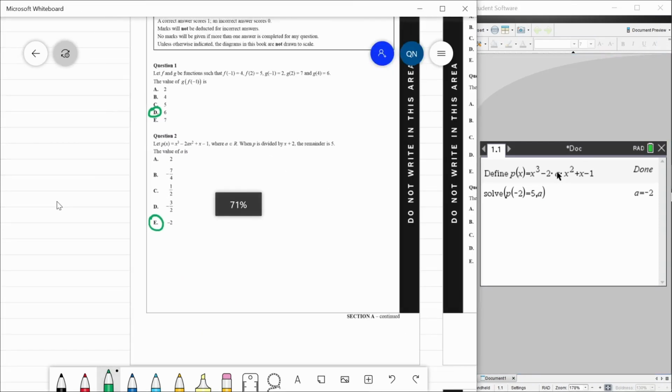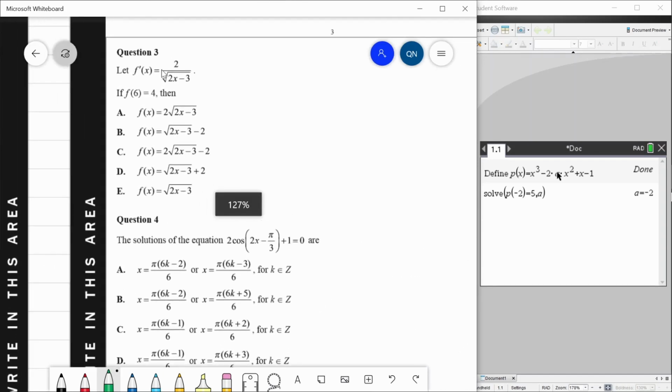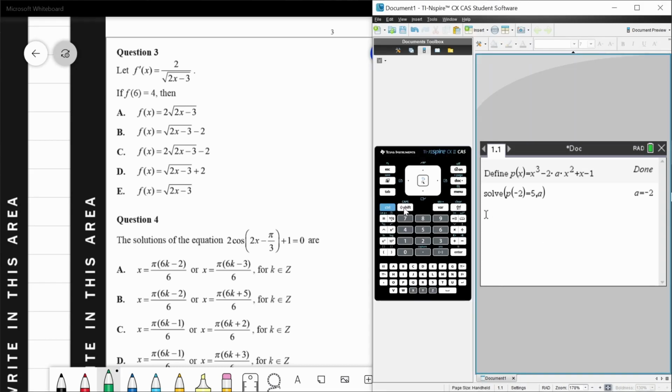Next up, question 3. What do we have here? We have the derivative, and we have the function we need to find. So this is just integration, so we can do shift plus for integral, and we're going to integrate 2 over the square root, I'm using SQRT on the keyboard because it's easier to type in, of 2x minus 3, with a dx. Let's see what function that gives us. We also want to make sure we have the constant there, so we solve this guy plus c.